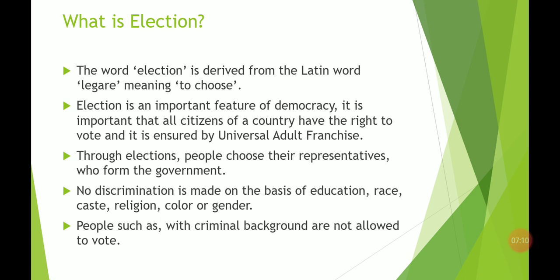So let us start with the election being an important feature of democracy. Yes, this is right. And it is important that all citizens of a country have the right to vote. So election is important, but it is also important that all citizens have the right to vote. So how is this right to vote confirmed or ensured? That is by the universal adult franchise.